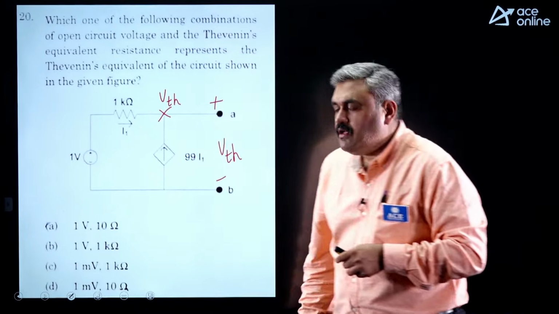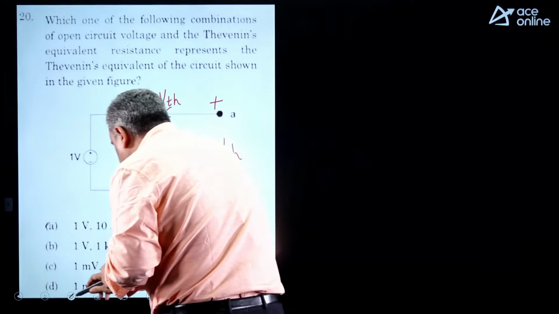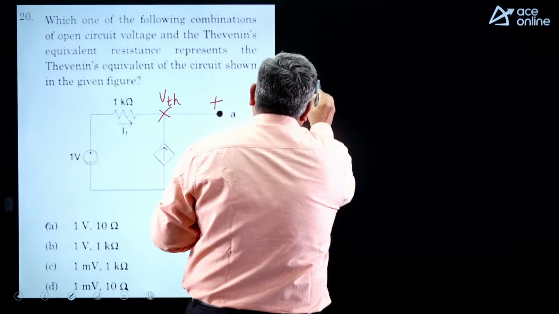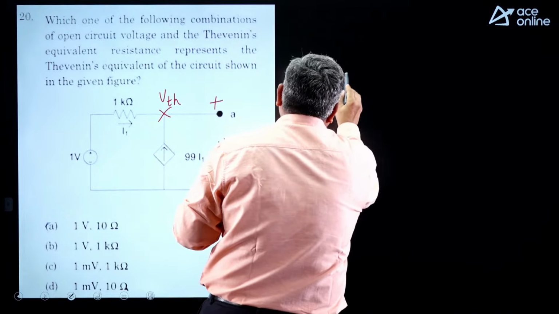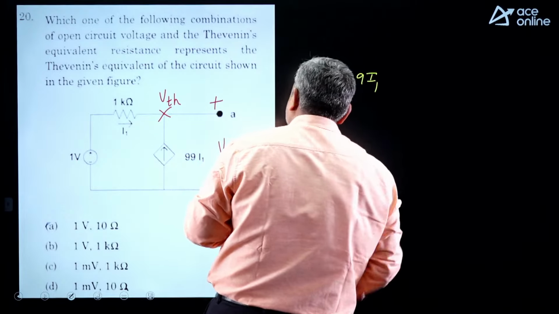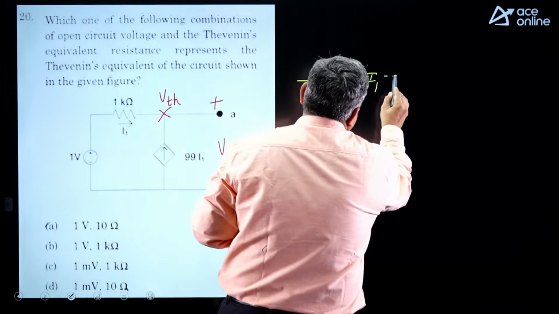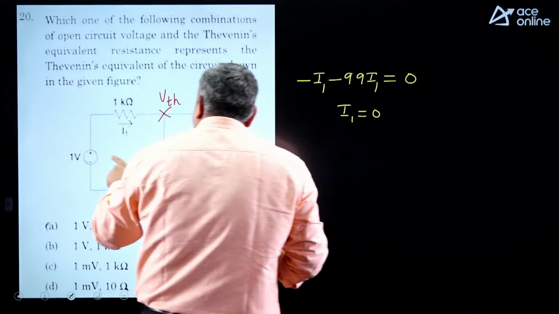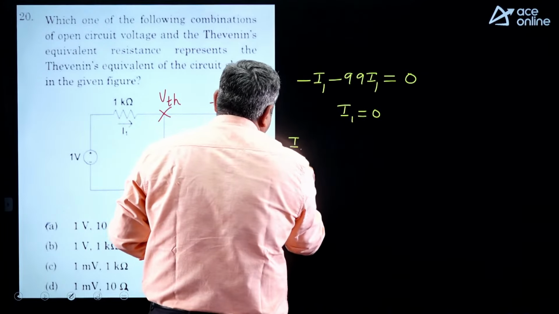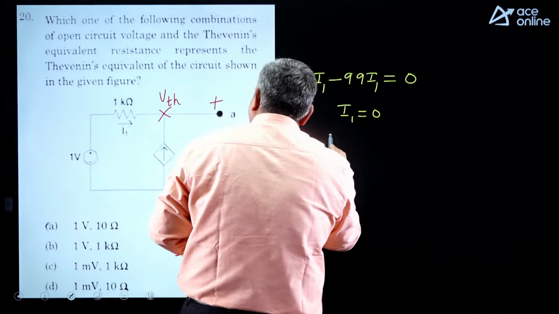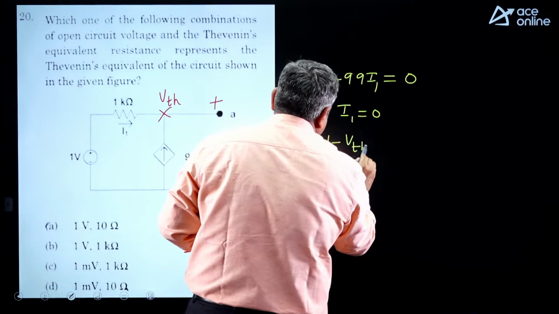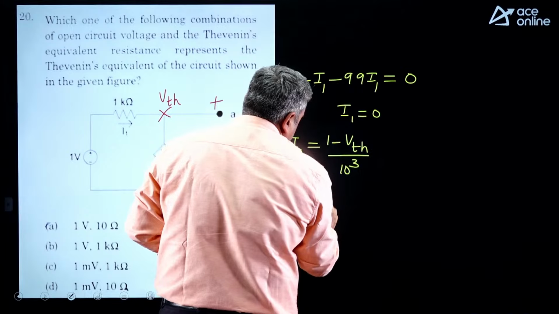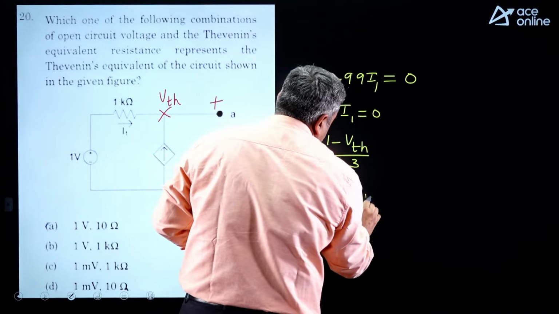So what is the nodal equation we can write at this point? Minus I1, current coming towards the node, minus 99 I1, current coming towards the node. There is no current in the right circuit, it's an open circuit branch, equal to 0. So I1 becomes 0. So what is I1? As per the representation, it is 1 minus VTH by 1K. Now because I1 becomes 0, the value of VTH will automatically be 1 volt.